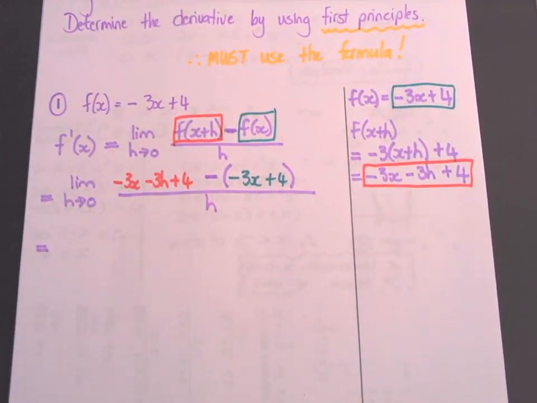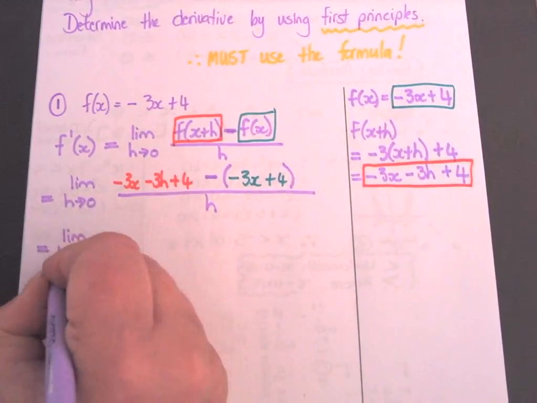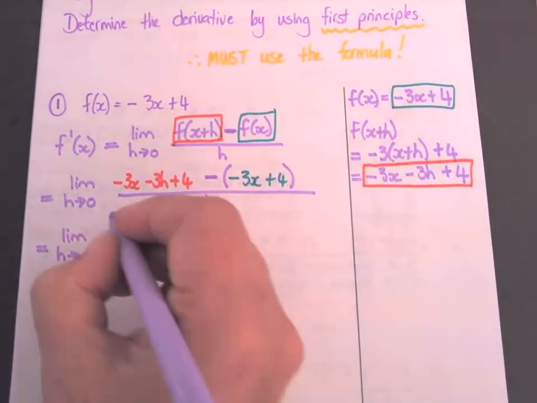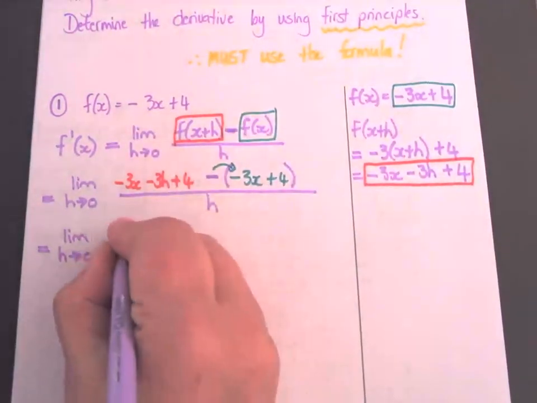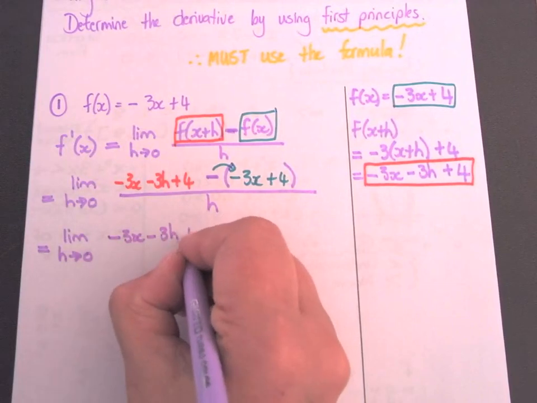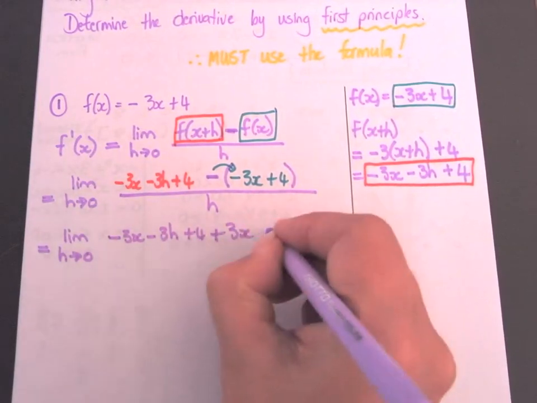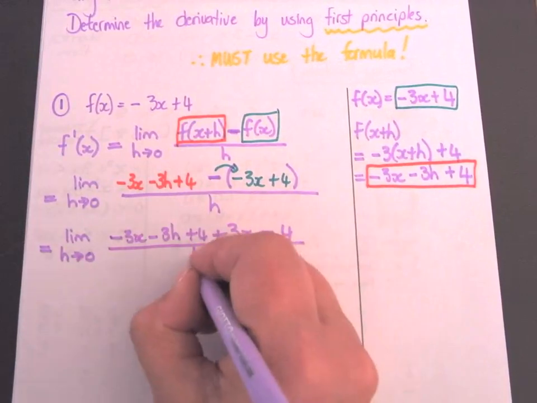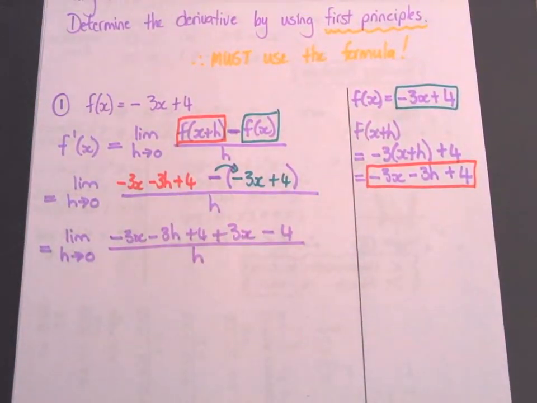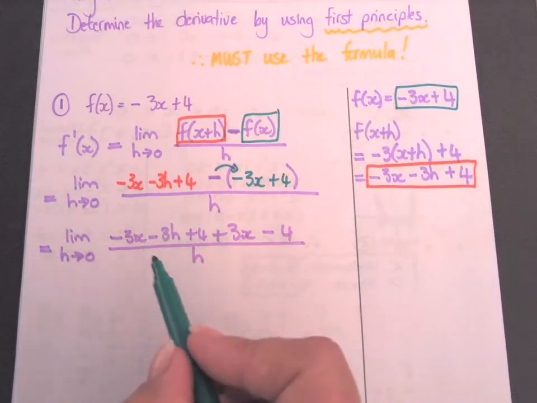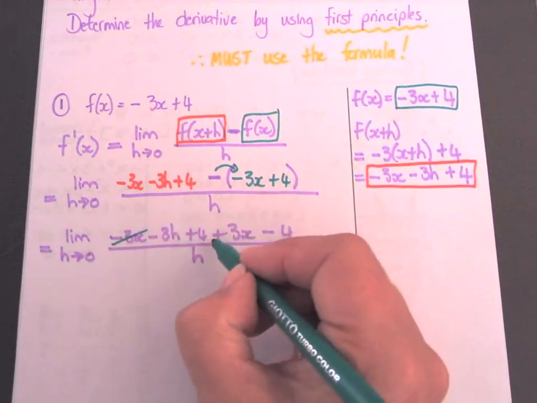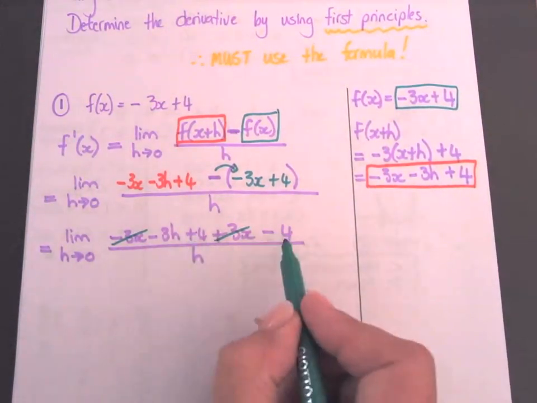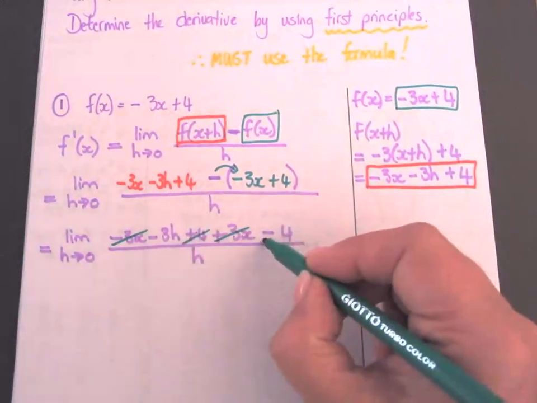Can I substitute the h now? No, so I have to rewrite your notation. Limit when h tends to 0, I'm going to multiply the minus in. Negative 3x, negative 3h plus 4 plus 3x minus 4 over h. Simplify on the top. Negative 3x plus 3x gives you 0, so these fall away. Plus 4 minus 4 gives you 0, so those fall away.